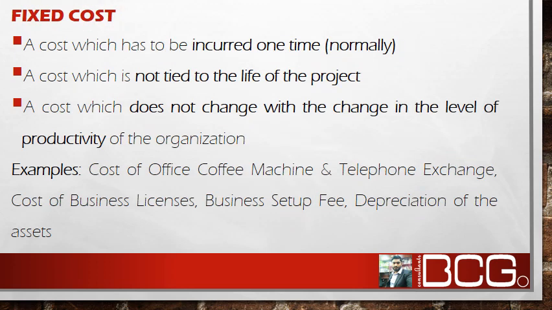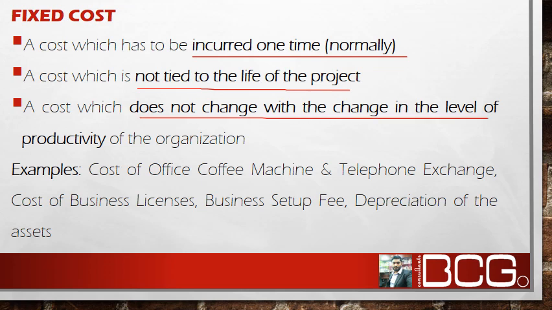The other type of cost is the fixed cost. These types of costs are incurred one time normally. They are not tied to the life of the project, and they do not change with the change in the level of productivity of the organization.